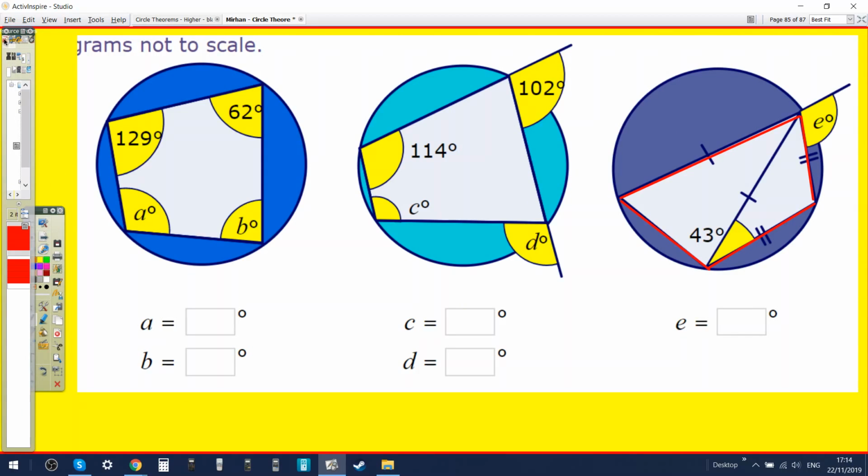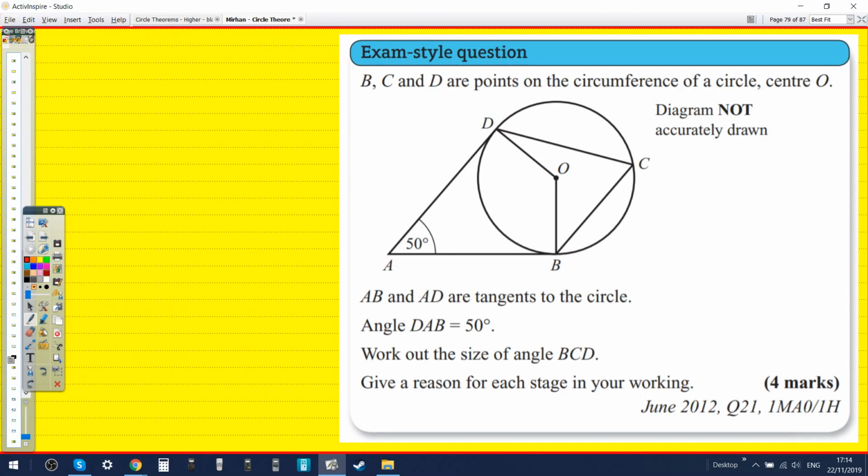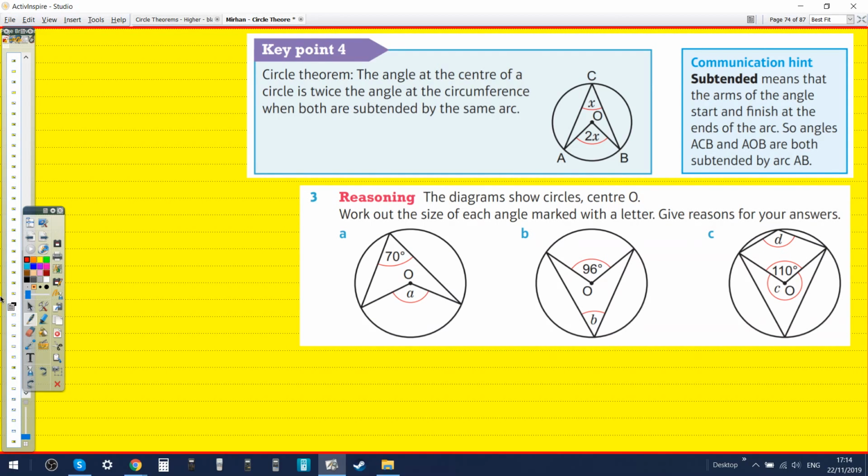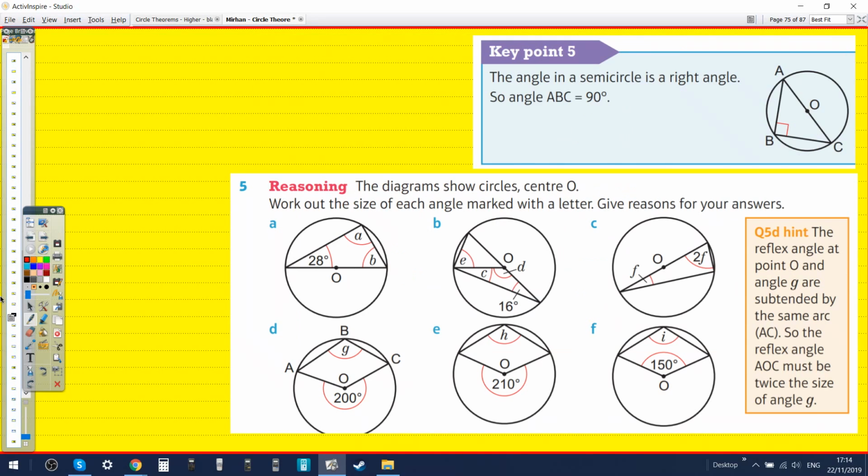Let me just go back a second. We'll try some exam questions, see if we know enough. Oh no, hang on, I think I need to do a bit more. Let's try the last one here. The diagrams show circle center O. Hang on, sorry, I haven't done enough.